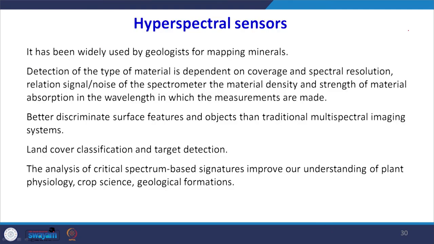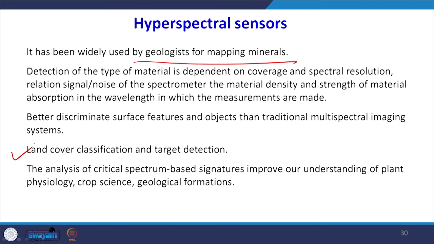This is widely used by geologists for mapping minerals. There are a lot of applications you will find in mineral mapping. Different types of material have been identified with the help of this particular image. You can discriminate surface features and objects that traditionally we cannot identify with the help of the multispectral imaging system. We can identify those small targets.